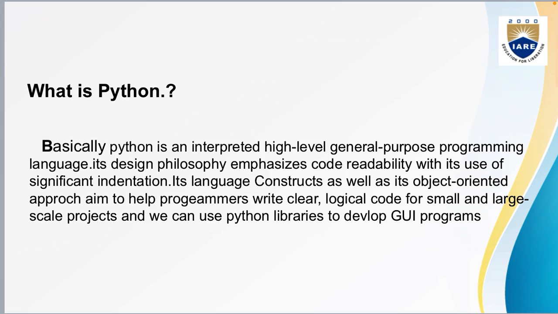What is Python? Basically, Python is an interpreted high-level general-purpose programming language. Its design philosophy emphasizes code readability and its use of significant indentation. Its language constructs as well as its object-oriented approach aim to help programmers write clear, logical code for small and large-scale projects, and we can use Python libraries to develop GUI programs.